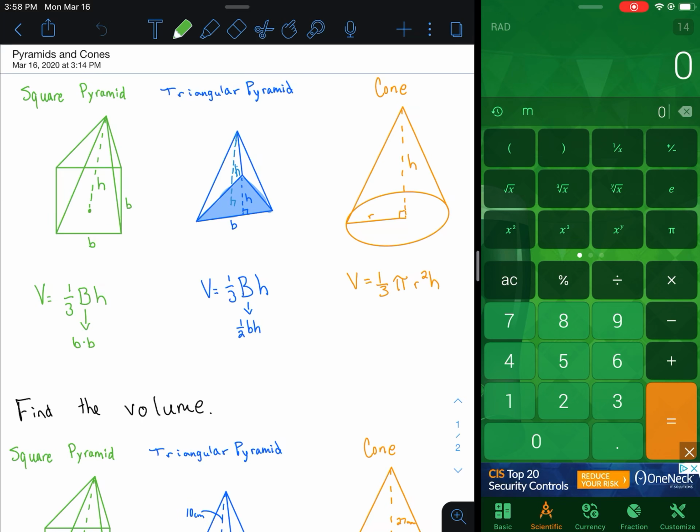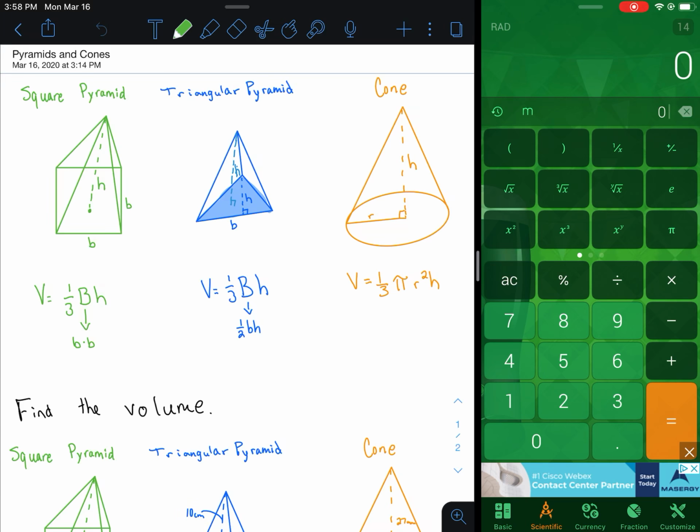I just wanted to let you know we're working on pyramids and cones today. So I'll give you a practice activity after this movie to work on pyramids and cones. There's the square or rectangular pyramid, and then there's the triangular pyramid. And then we have a regular cone. With all of these, especially the pyramids, we are working with that big B.